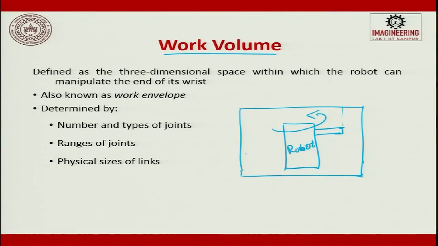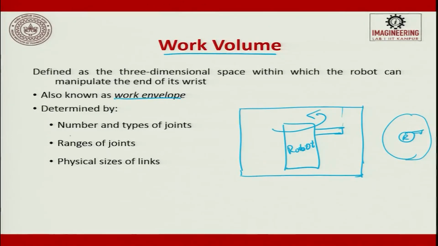When you look, this is a one side view. When you look from the top, it will be something like this. Robo is here and then you have this arm. So, you will have a cylindrical work volume. So, what is a work volume? It is defined as a 3-dimensional space within which the robo can manipulate the end of its wrist. Within this space, whatever operation you want, this robo can do. So, this is known as work envelope. It is defined as a 3-dimensional space within which the robo can manipulate the end of its wrist.